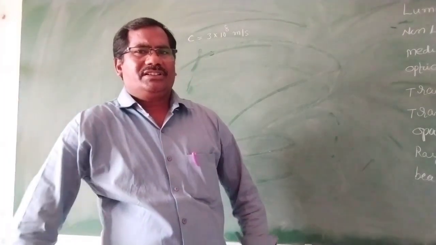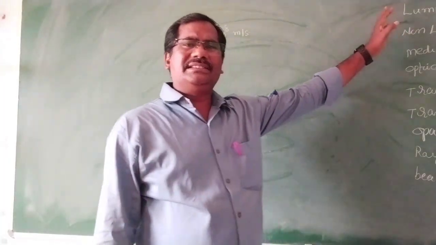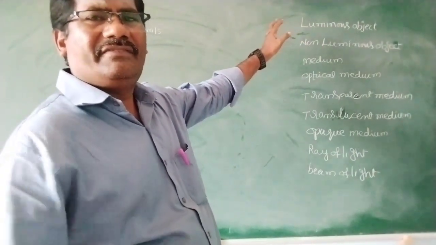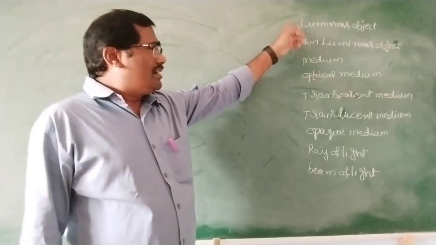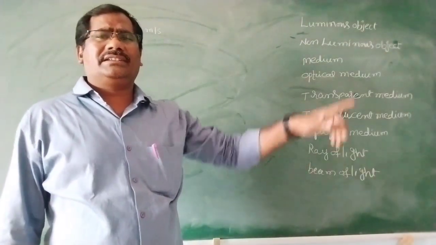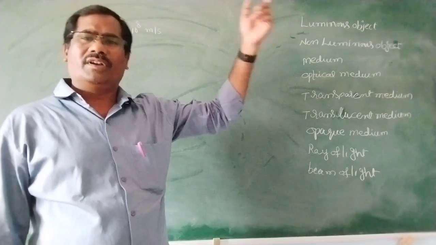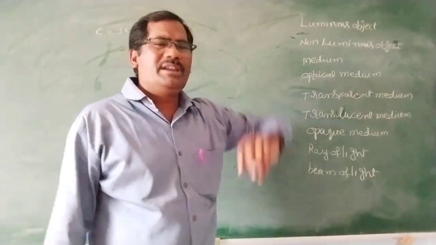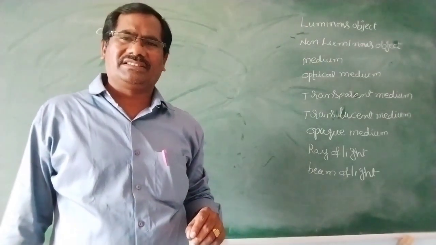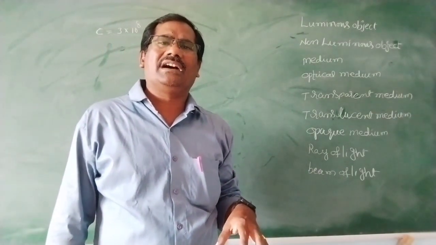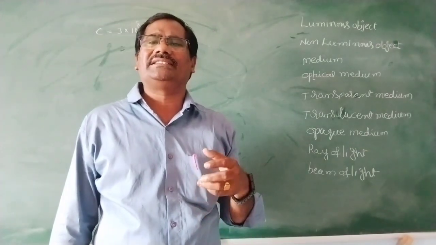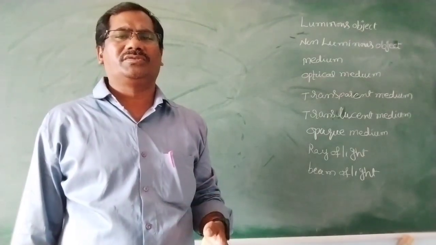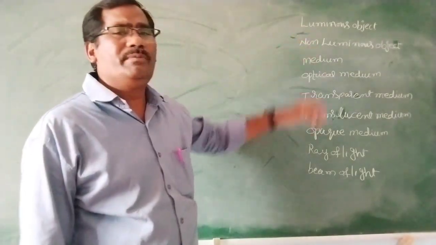But today, what are the basic terms of light? You already know luminous, non-luminous, and medium. First, the basic definition of luminous objects. Luminous objects are materials or bodies that give out their own light. Those objects are known as luminous objects.